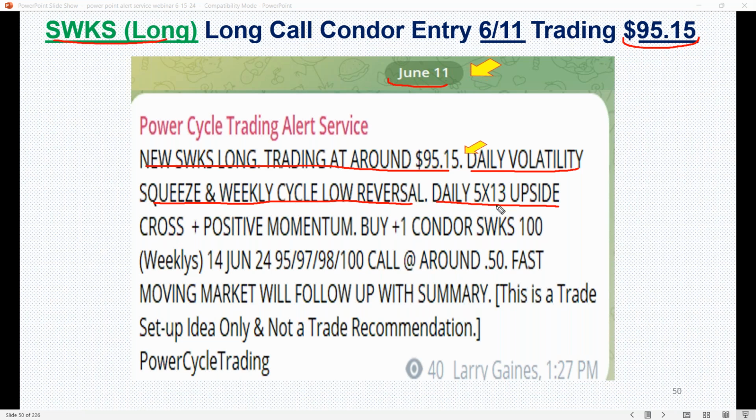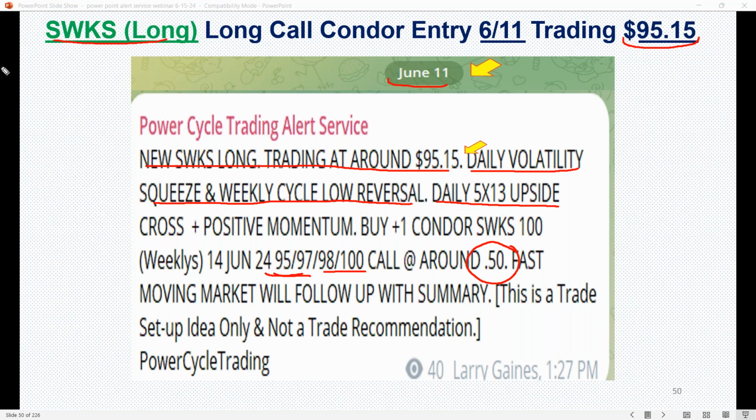And so what we did was a call condor because we could keep our risk defined. Now the mistake with this trade was some of the members just did their own thing. They just bought calls or the debit spread. But this one we had a condor, so we had the debit spread, but then we had the upside capped at 98/100 to keep our risk low. Okay, so look at the risk. This was a trade that you could have set up for around 50 bucks. All right, so that was the trade setup.